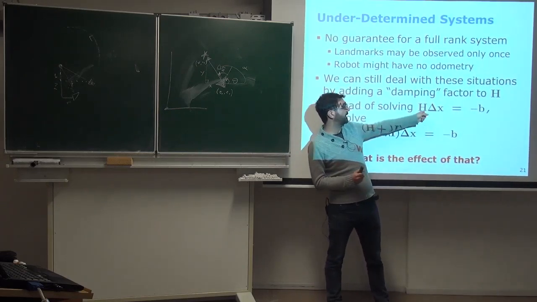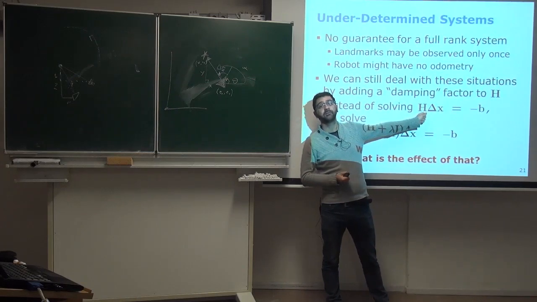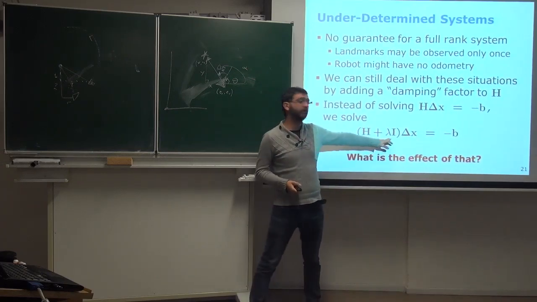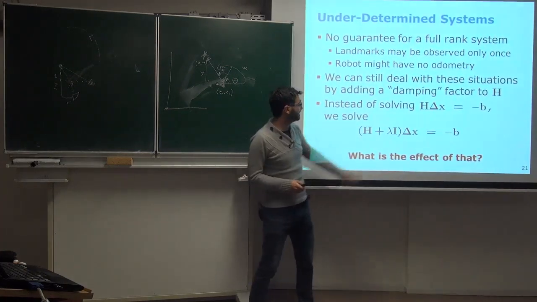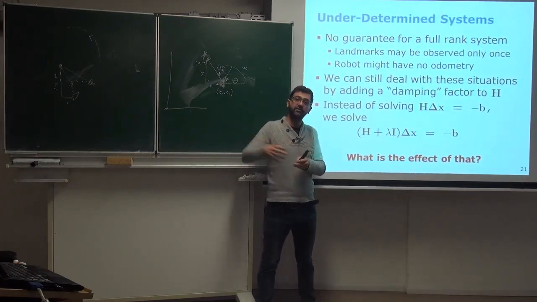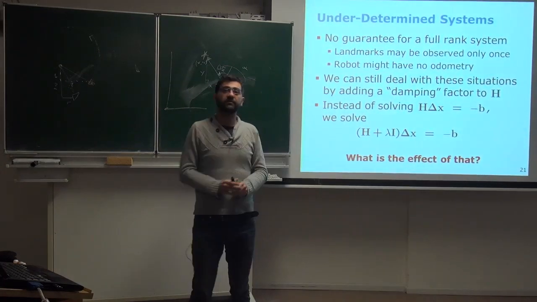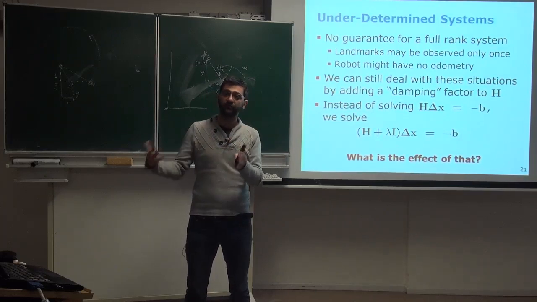The problem is now H is not full rank, and we do not know how to make it full rank by just analyzing the structure, because it's very complicated to analyze the structure. What we do is just regularize it: we add a damping factor, which increases the diagonal of H, and if this lambda is big enough, then H plus lambda I is full rank.